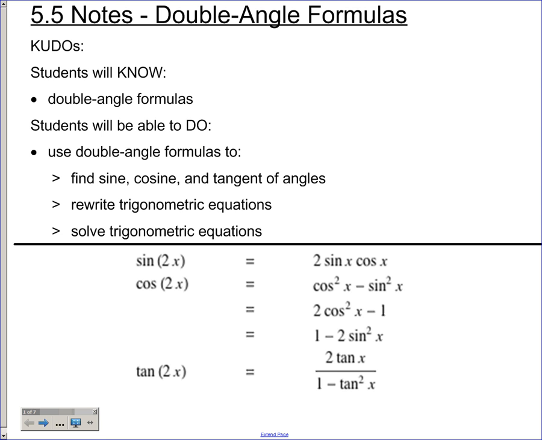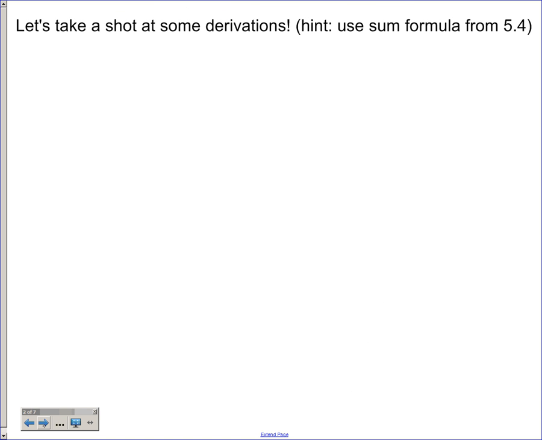So we're going to be able to find the sine, cosine, and tangent of double angles and rewrite and solve different trig equations using these expressions. First, let's take a shot at some derivations, because I think it's kind of cool to see where these formulas come from. My hint is that we're going to use a sum formula, the ones that we learned in section 5.4. To start, just to recall, we have sine of a plus b equals sine a cosine b plus cosine a sine b.